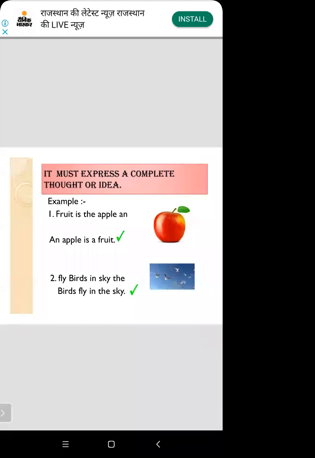हैं action word. Verb is here as fly. So birds fly in the sky. Clear, student? Okay. So now I'm repeating again. A sentence must express a complete thought or idea. Okay, student. So this is the example of the complete sentence.